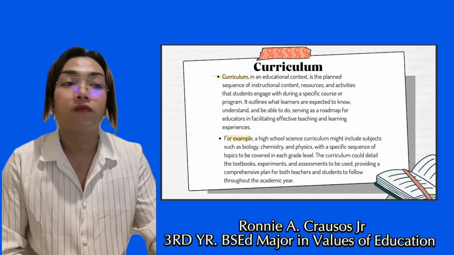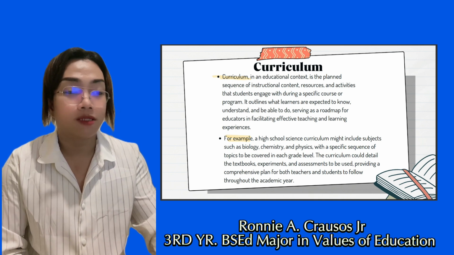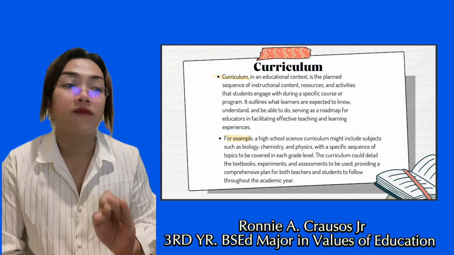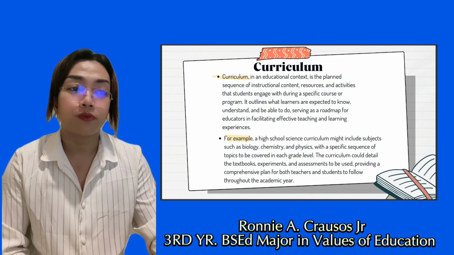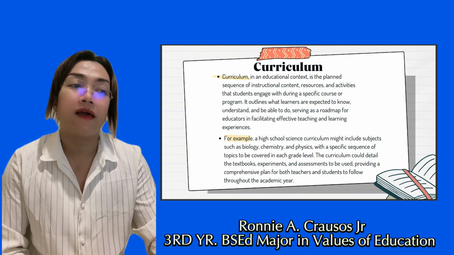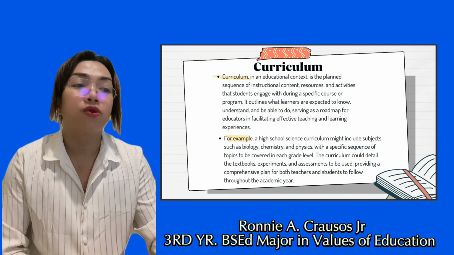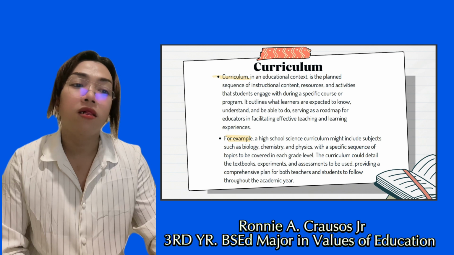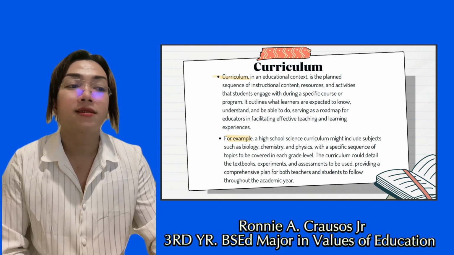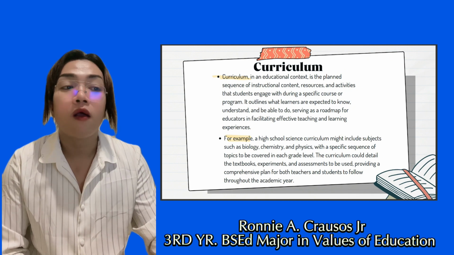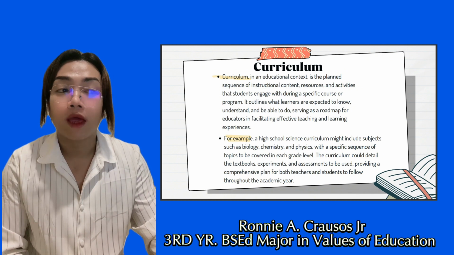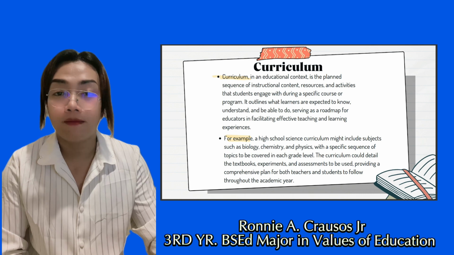For example, a high school science curriculum might include subjects such as biology, chemistry, and physics with a specific sequence of topics to be covered in each grade level. So the curriculum could detail the textbooks, experiments, and assessments to be used, providing a comprehensive plan for both teachers and students to follow throughout the academic year.